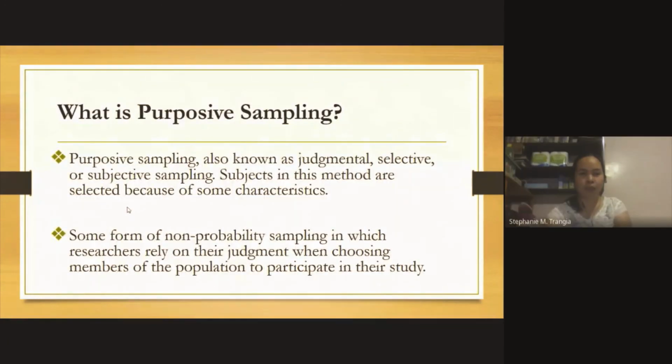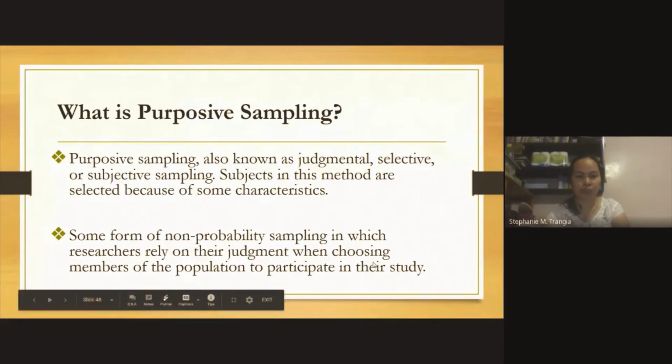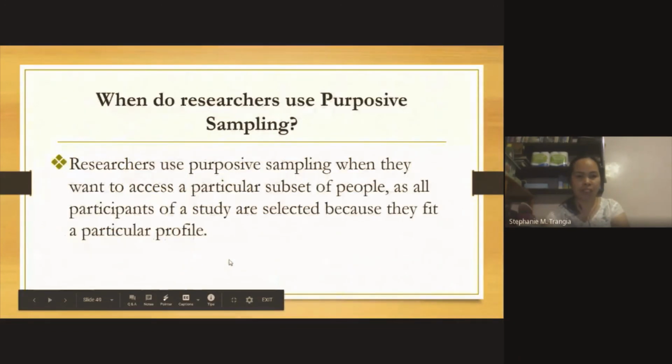So what is purposive sampling? Purposive sampling, also known as judgmental, selective, or subjective sampling. Subjects in this method are selected because of some characteristics. It is some form of non-probability sampling in which researchers rely on their judgment when choosing members of the population to participate in their study.